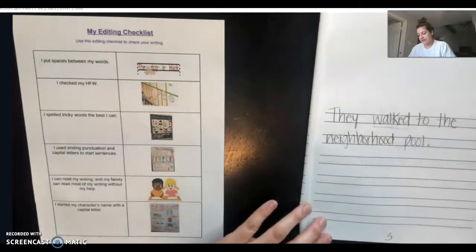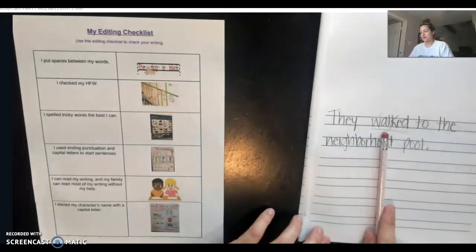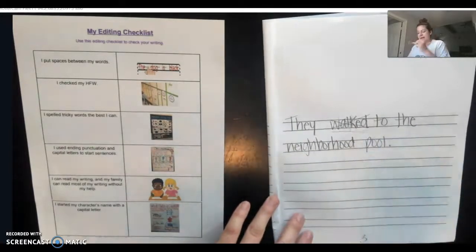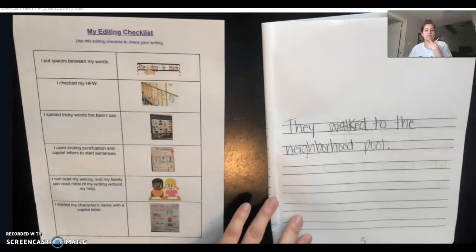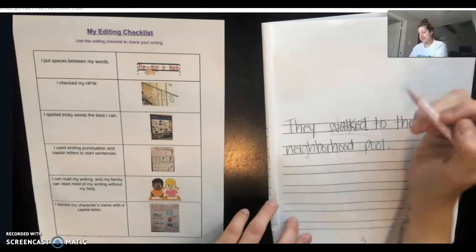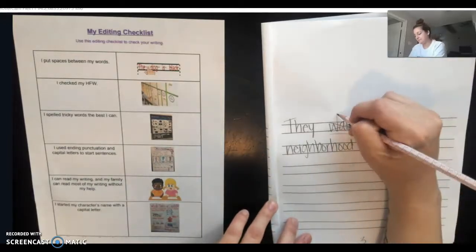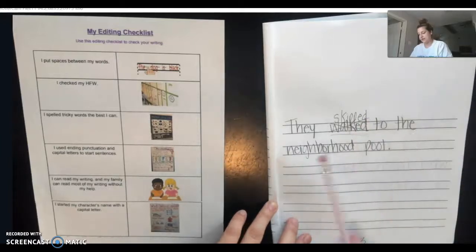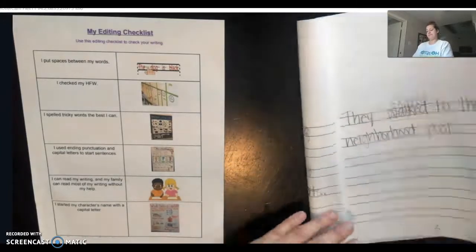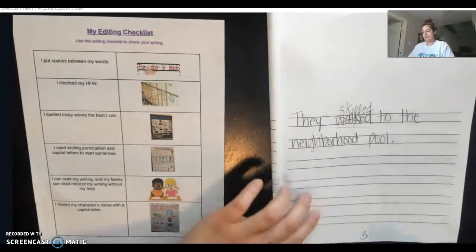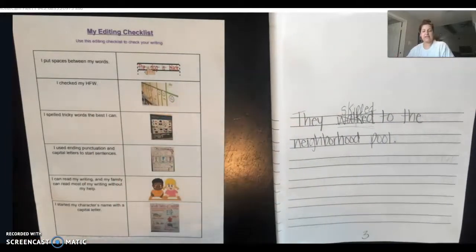They walked to the neighborhood pool. Oh, that's a no-no word. We don't say walked. I'm going to cross that out. I'm going to say, ooh, let's get a spicy word for walked, an other words wall word. They skipped. They skipped to the neighborhood pool. I'm going to add something because that's a little bare. I'm going to add some feelings. They were so excited and couldn't wait.